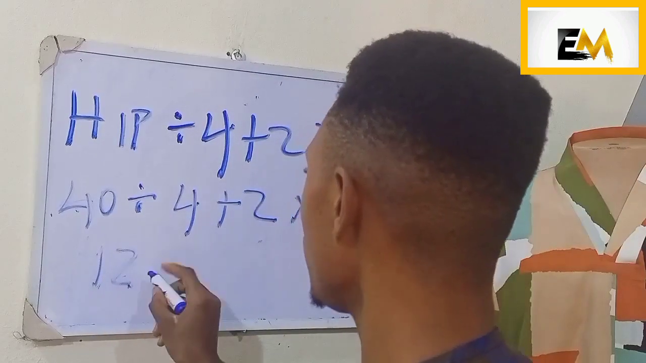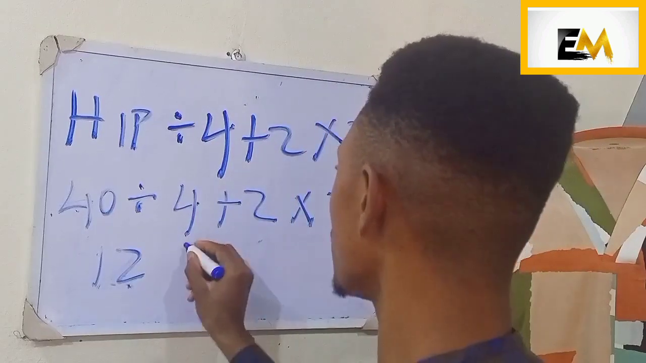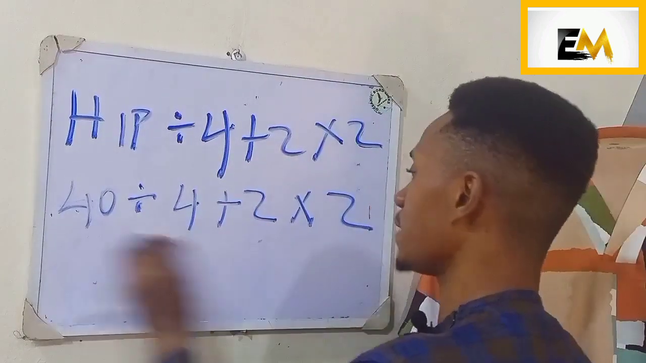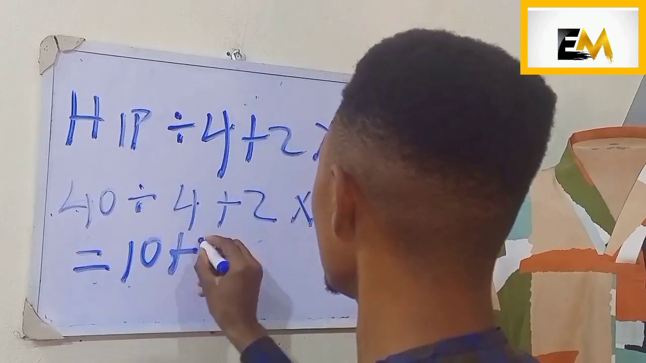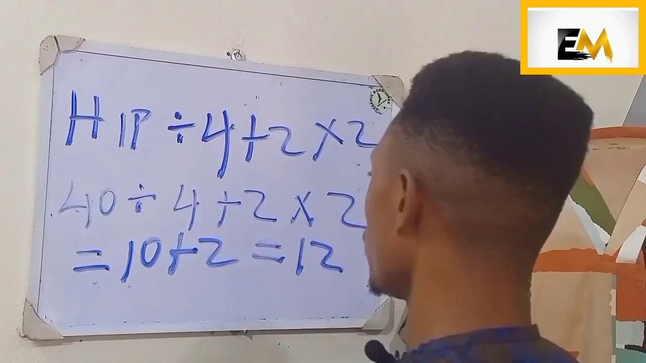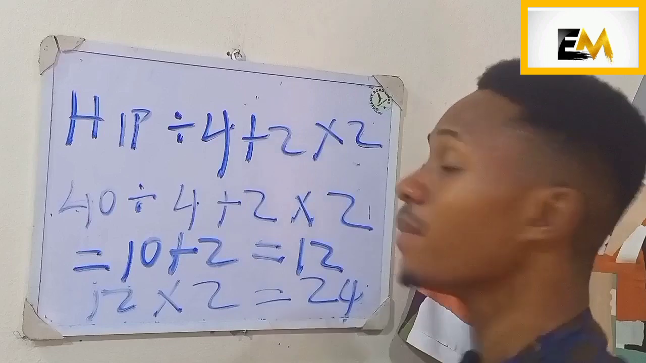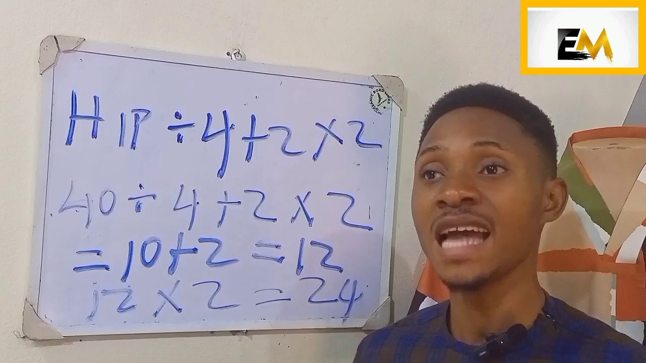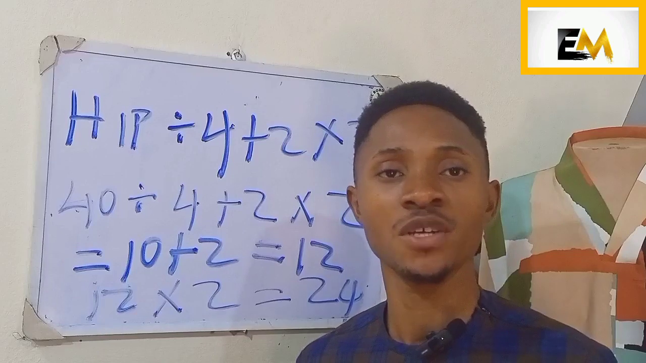Let's just write this down. 12, times 2. I hope you understand what I'm saying. Let me break it down one after the other. 40 divided by 4 equals 10. 10 plus 2 equals 12. This 12 times 2 equals 24. Remember, what I had in the measurement earlier was 23. Like I said, either it gives you exactly the figure you need or something a little bit bigger than the actual measurement you have.